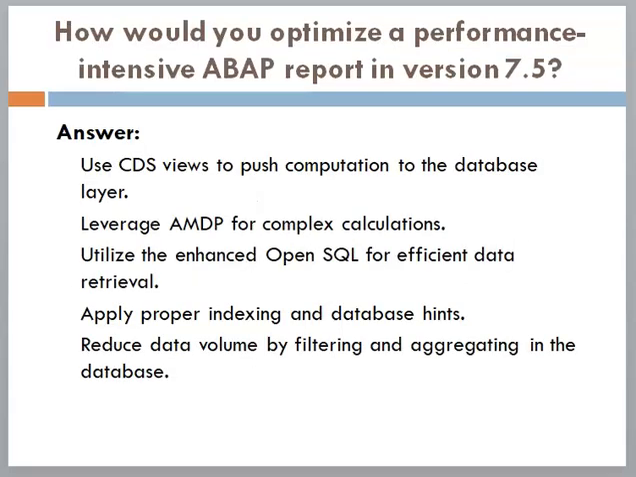How would you optimize a performance intensive ABAP report in version 7.5? Answer: Use CDS views to push computation to the database layer. Leverage AMDP for complex calculations. Utilize the enhanced Open SQL for efficient data retrieval. Apply proper indexing and database hints. Reduce data volume by filtering and aggregating in the database.